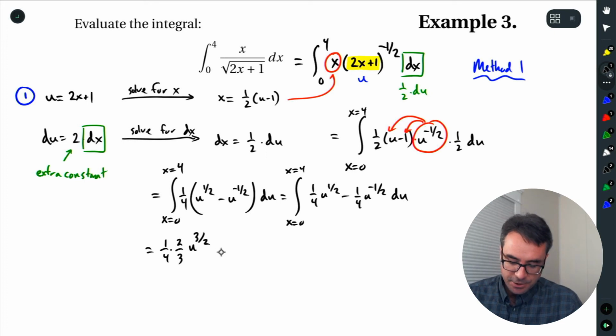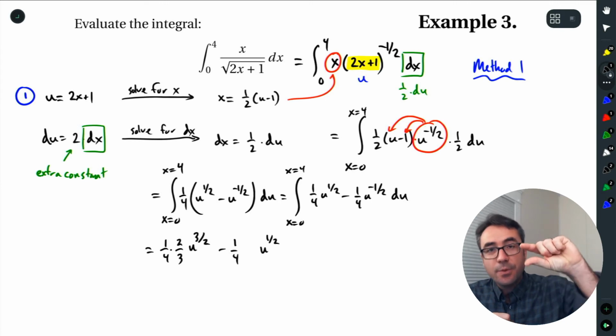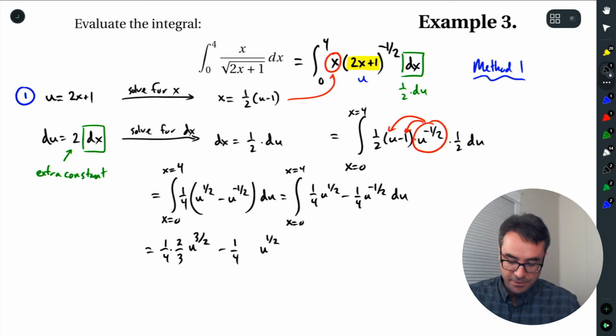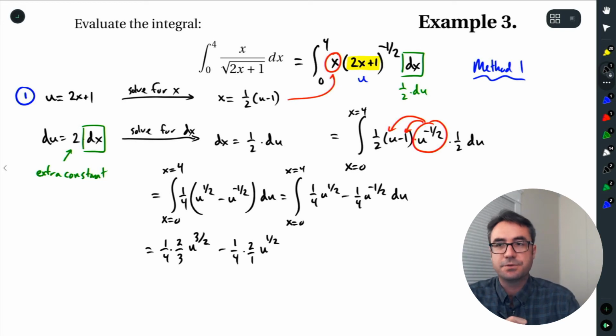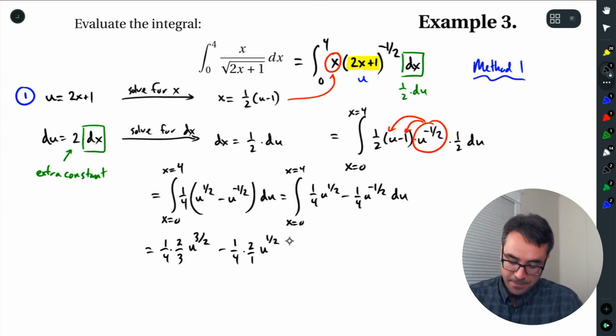Then we go to our next term. We have a minus 1/4. Let's add 1 to the exponent here. So it takes us up to positive 1/2. Take that new exponent, flip it, put it in front of the u. So 2 over 1 goes in front. And this is our antiderivative. And we're going to evaluate from x equals 0 to x equals 4.